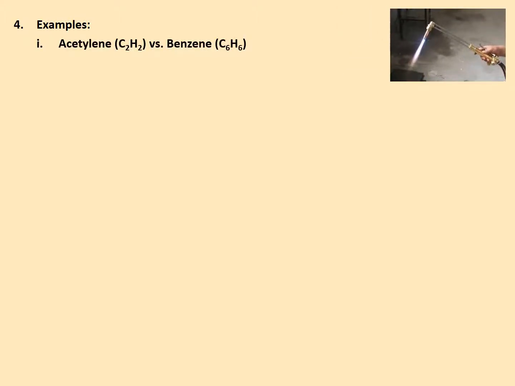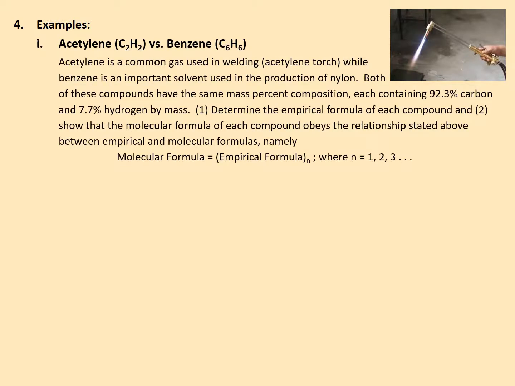Now, in this first example, we're going to take a look at 2 very common industrial compounds, namely acetylene and benzene. Acetylene is a common gas used in welding. Think about acetylene torches. While benzene is an important solvent used in the production of nylon. Both of these compounds have the same mass percent composition, each containing 92.3% carbon and 7.7% hydrogen by mass.